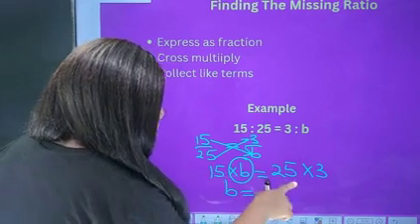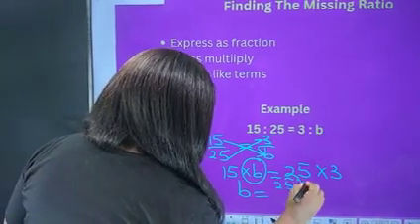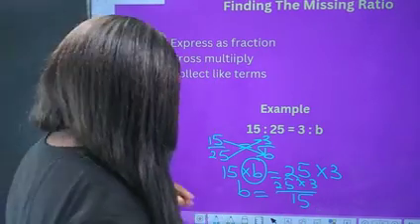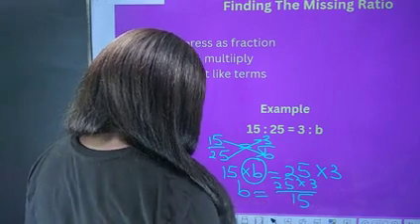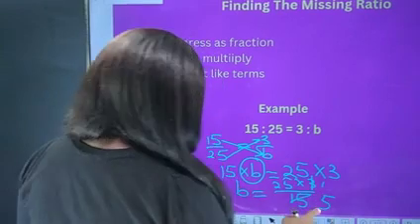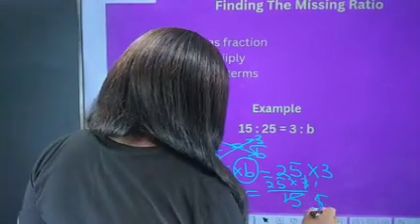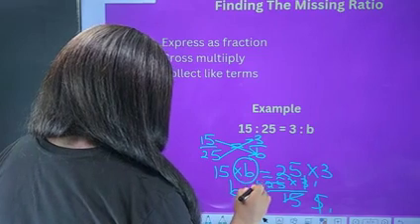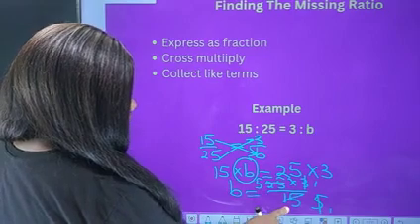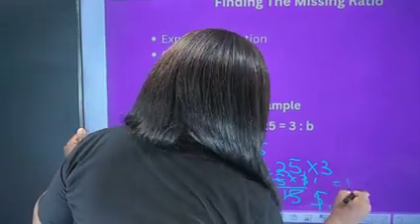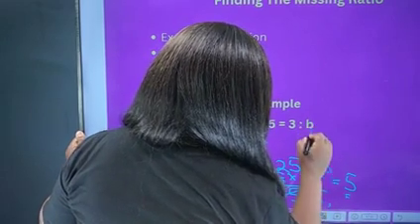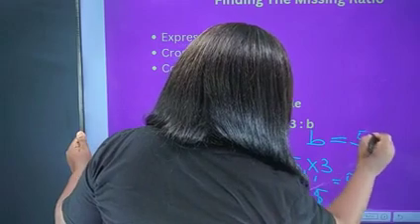So which means 15 will divide. So therefore we have 25 times 3 divided by 15. So now let's reduce this to the lowest term. Now what can divide? 3 can divide 15. So 3 into 3 is 1. 3 into 15 is 5. Now 5 will divide 25. 5 into 5 is 1 and 5 into 25 is 5. So if you look at it very well, we have 5 times 1 and the denominator is also 1. So the answer is 5. It then means that the missing ratio, which is b, is equal to 5.